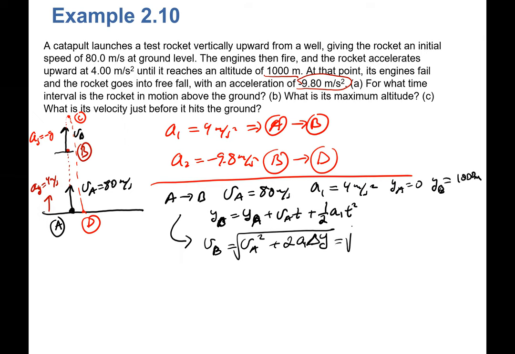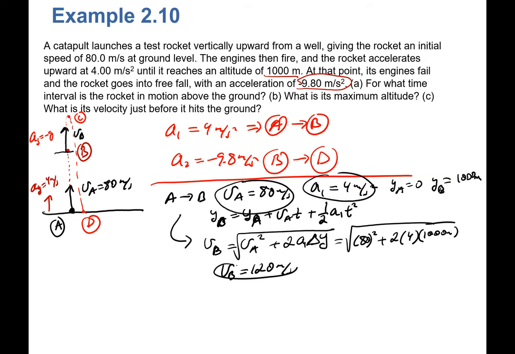So let's first solve for VB. This is 80 squared plus 2 times 4 times 1,000 meters. Then I get VB as 120 meters per second. Why? Because it's speeding up upwards, so by the time it gets to point B, it's moving faster. But now, going from A to B, I have VA, I have A1, and I have VB. That means I can just use the first equation, VB equals VA plus A1 times T, to solve for time.